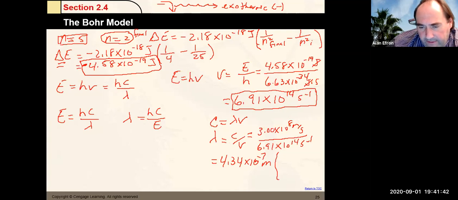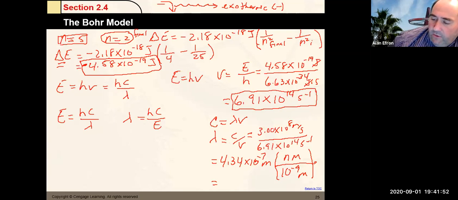And remember that we want to go to nanometers, so there are 10 to the minus 9 meters in a nanometer. So we want to divide that by 10 to the minus 9, or 1 times 10 to the minus 9. And again, you want to make sure you use your exponent button, get you 434 nanometers as our wavelength.